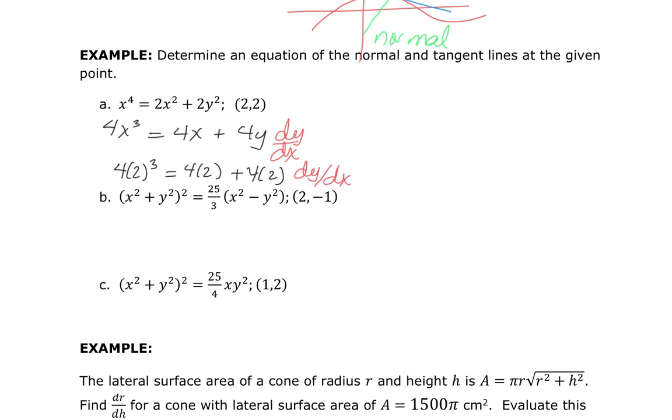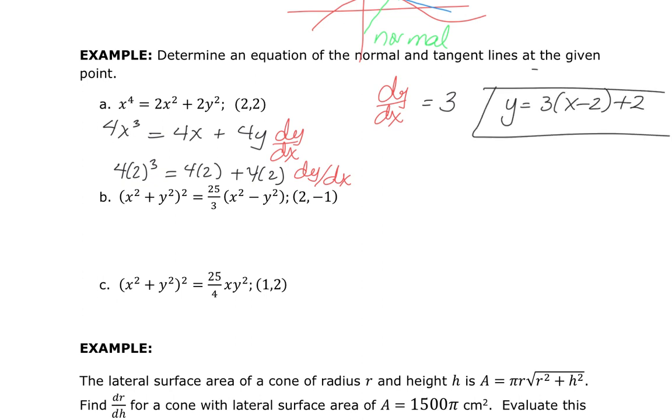All right, solving for dy/dx. So dy/dx is going to be equal to, on the left-hand side, 4 multiplied by 8, which is 32, minus 8, which is 24, divided by 8, which is 3. So this is 3. Now the equation of the tangent line is going to be y is equal to 3 times (x minus 2) plus 2. This is the tangent.